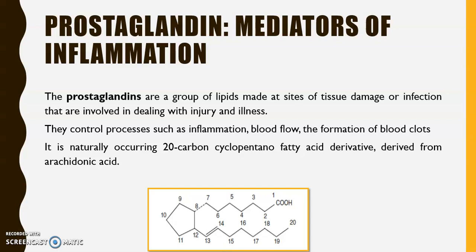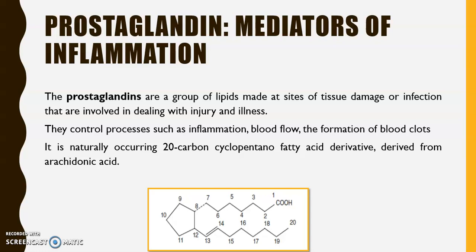First of all, let's see about the prostaglandin. Why do we need to study prostaglandins? Because these are the mediators of inflammation. These are a group of lipids made at the site of tissue damage or infection that are involved in dealing with injury and illness. Whenever there is injury, the substances which are released at that site during tissue damage or infection are prostaglandins. They control processes like inflammation, blood flow, and formation of blood clots.